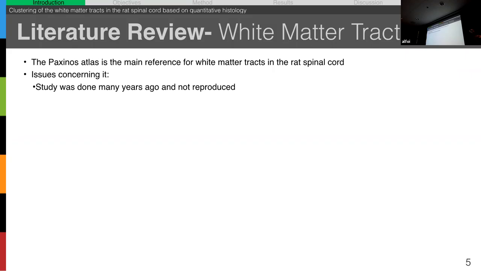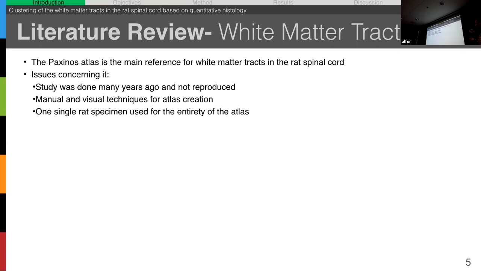The first is that it's an older study that was done about 30 to 40 years ago. And it was never reproduced, so it was done on one single specimen of the spinal cord. On top of that, the techniques for the staining were manual, and the labeling of the tracts was done visually based off of these staining techniques. And so, like I said, on one single specimen only.